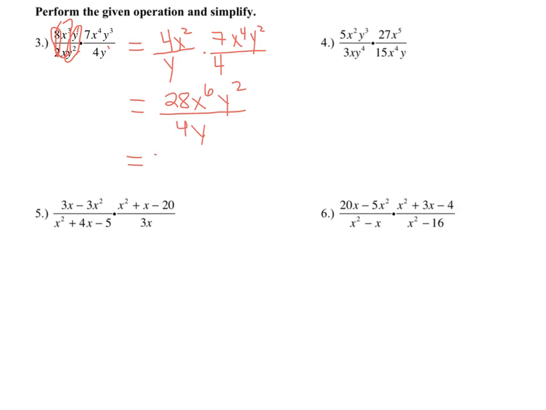Alright, well 28 divided by 4 gives us 7. We have x to the 6th. And then a y squared divided by y to the 1st is just y to the 1st. So we get 7x to the 6th times y.